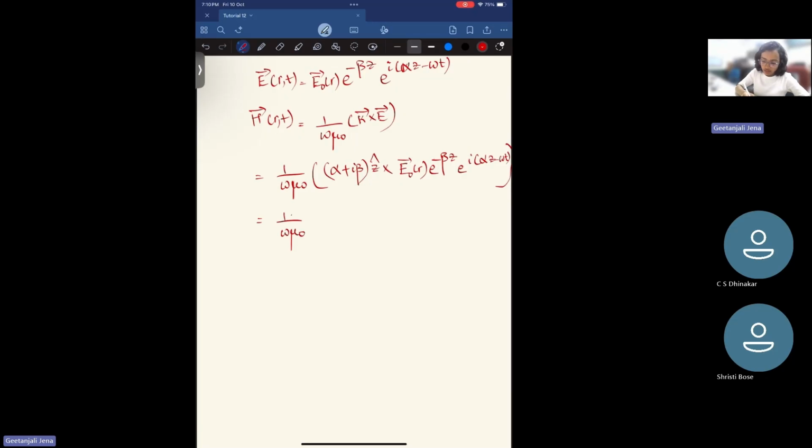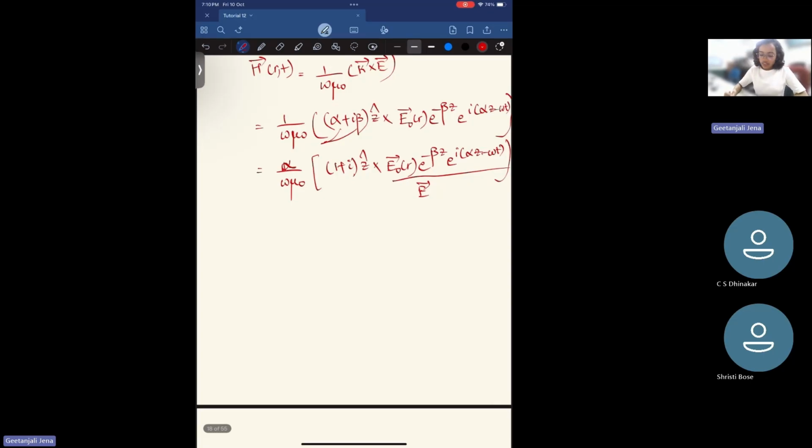Alpha is equal to beta, so that means we can take out alpha and we have 1 plus i, Z K cross E0 and beta Z. This is the expression for A we have.